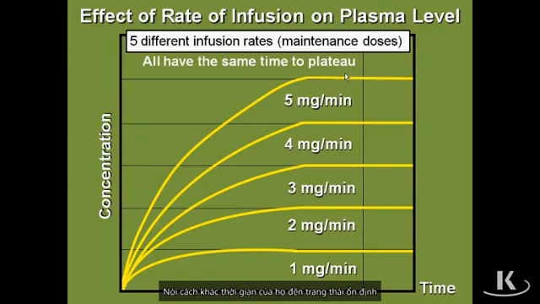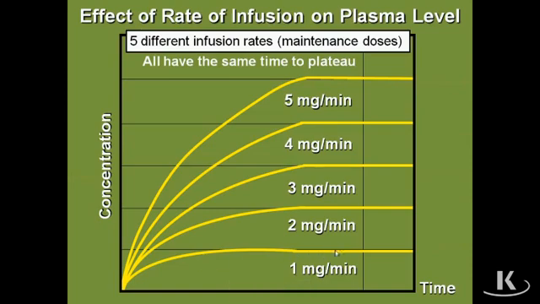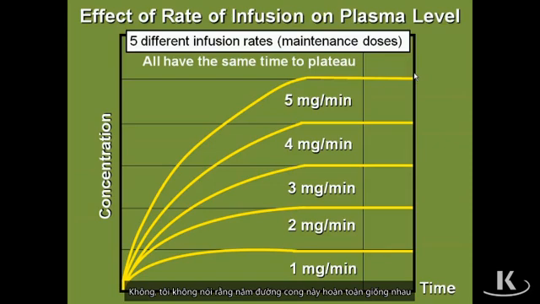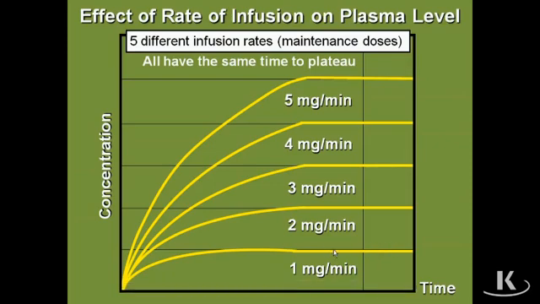In other words, their time to steady state is the same, regardless of how much drug you gave, whether it was 1 milligram per minute or 5 milligrams per minute, all are going to rise and plateau at the same time. Now, I didn't say that these 5 curves are exactly the same. I just said that the time to steady state is the same.